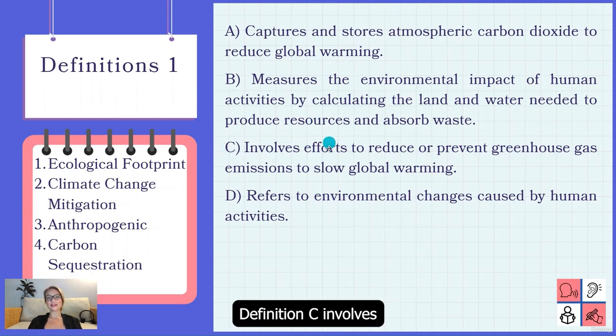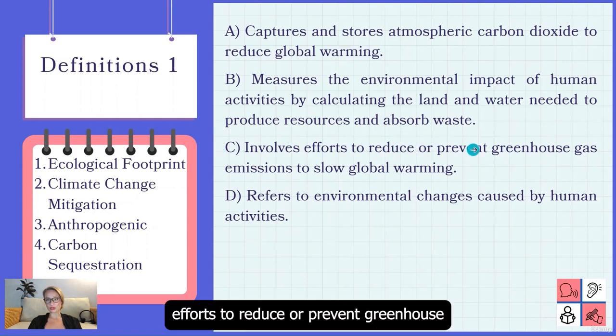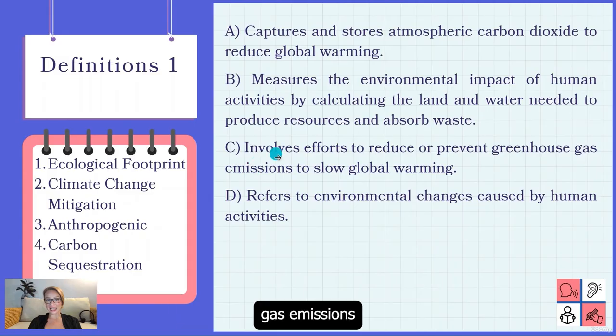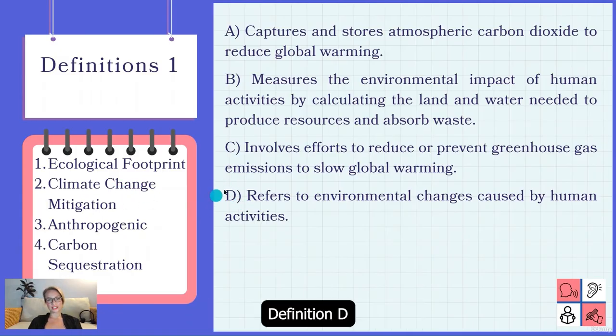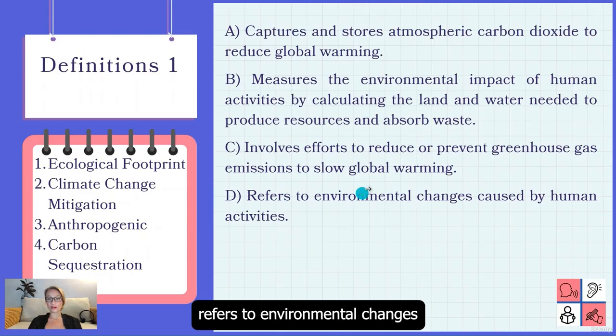Definition C involves efforts to reduce or prevent greenhouse gas emissions to slow global warming. This is climate change mitigation. Definition D refers to environmental changes caused by human activities. And this is anthropogenic.